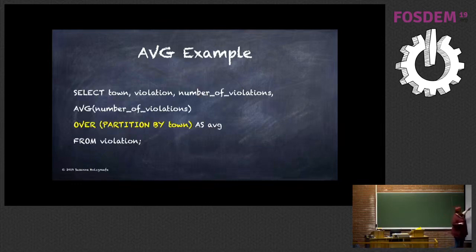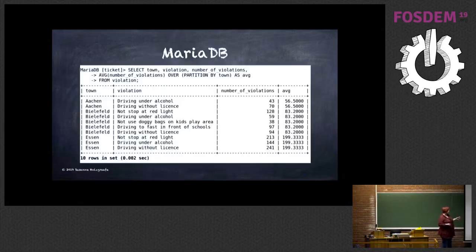What is it doing here? It's doing the average over partition by town. So the average of number of violations over partition by town. Partition by town, not group by town. Partition by town from violation. And this is the result on MariaDB. You will see the MySQL result is similar. You see at the end the average of, for example, Aachen, and the average of Bielefeld, and the average of Essen. And it's the average of these 3 violations, and not just for the single one. When you do it by group by, you will get an average for each row, and not partitioned by this town. You also can do it with sum and other aggregate functions.